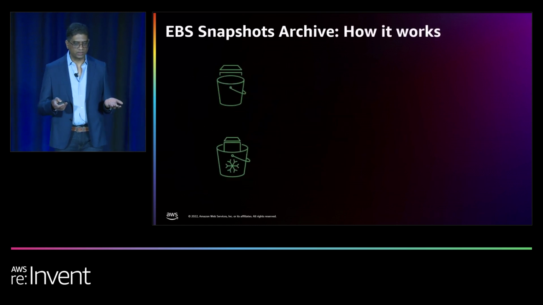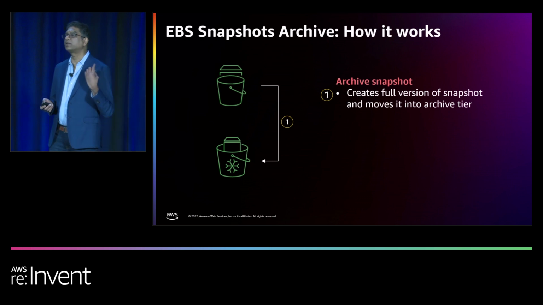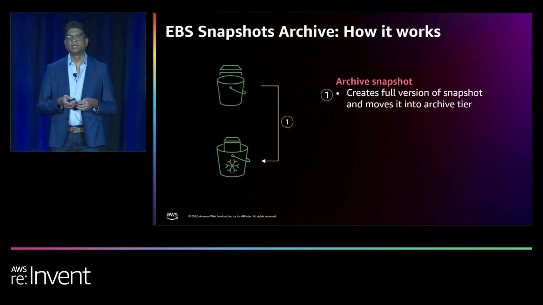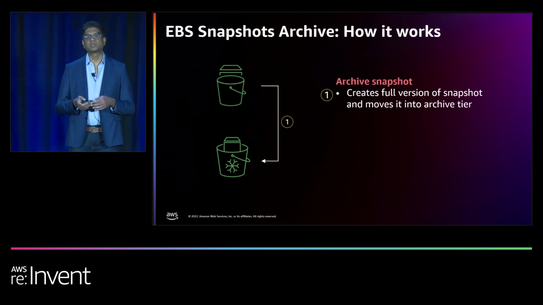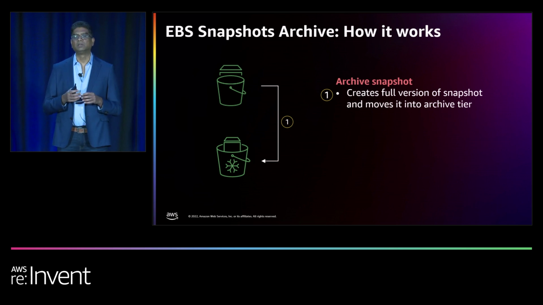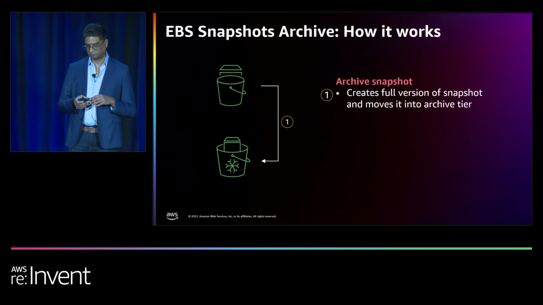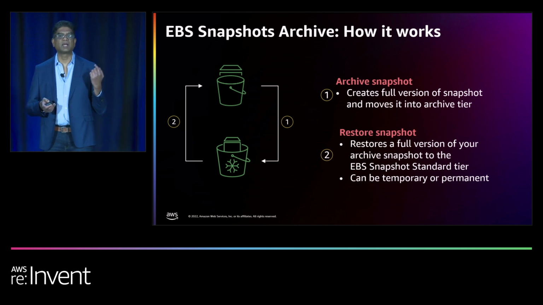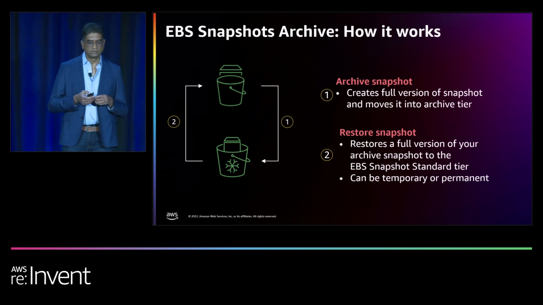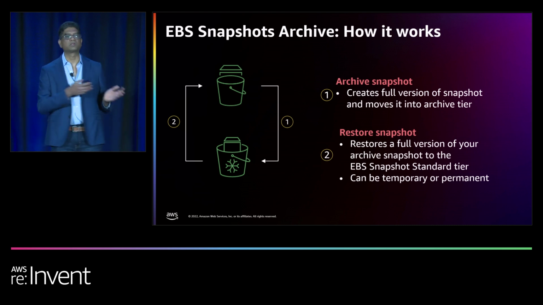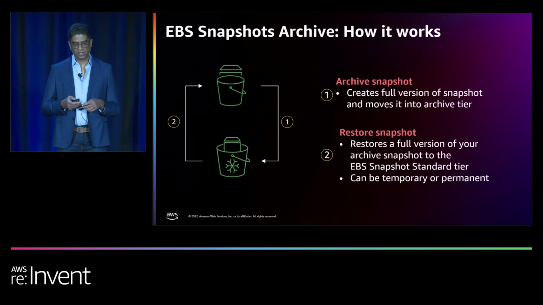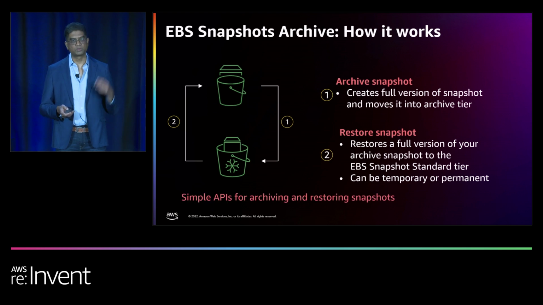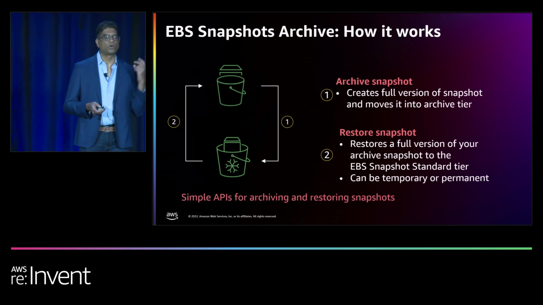In terms of how it works, there's one single API that you need to call, modify snapshot tier. By calling modify snapshot tier on your snapshot in standard tier, you essentially create a full copy of that snapshot, and then you move that snapshot into the archive tier. In terms of restore, there's another single API that you would need to call, restore snapshot tier, and you could restore the snapshot from archive tier into the standard tier. You have two options for restoration. One is what we call a temporary restore, and the second one is a permanent restore. And I'll talk about that in a minute. So two simple APIs, one for archival, one for restore.